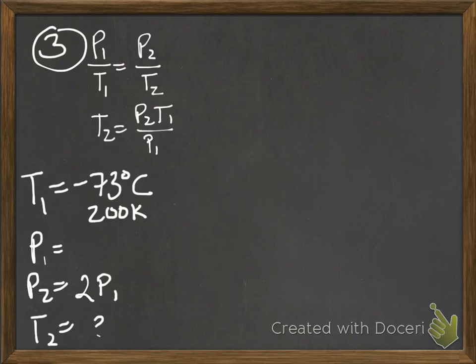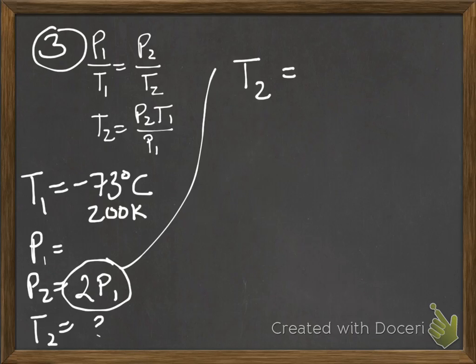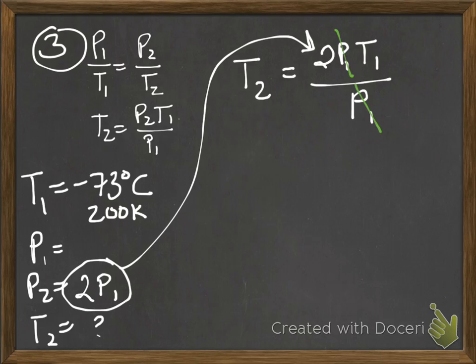So using this, we can write the following. T2 equals, well, P2 is equal to 2 times P1. 2 times P1 times T1 over P1. What happens as if by magic? Whoop, whoop, those go away. So you're writing the relationship between the initial and final pressure. So T2 then equals 2, let me clean that up, equals 2 times T1.